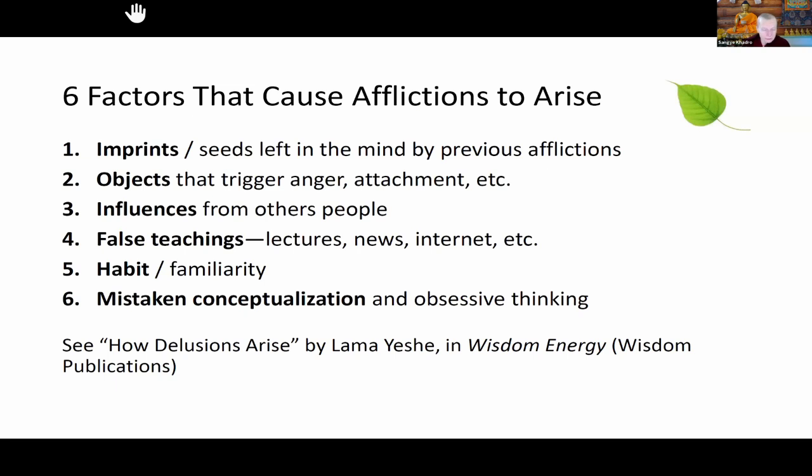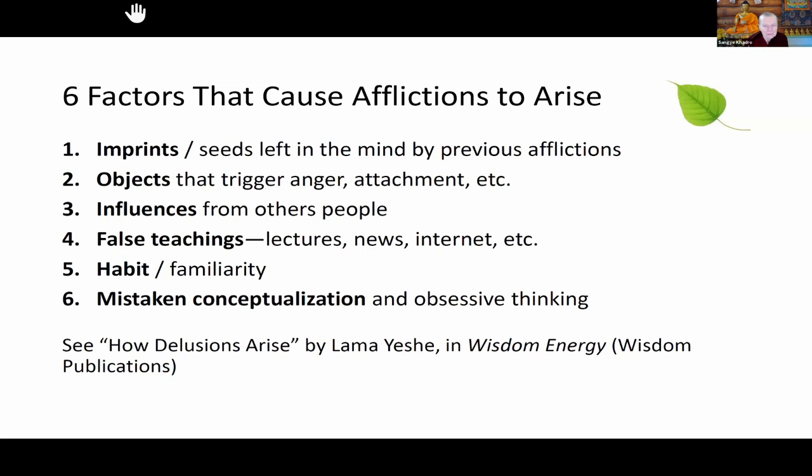Then number three is influences from other people. What this means is we are easily influenced by the people we associate with. Have you ever noticed that if you're with somebody who is angry and showing their anger, expressing their anger, obviously angry, that you start to feel angry too? Or likewise with attachment.